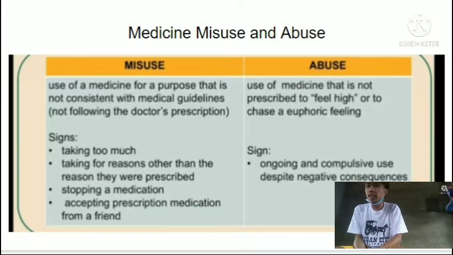And this is the medicine abuse: use of medicine that is not prescribed to feel high or to chase a euphoric feeling. Sign of medicine abuse: ongoing and compulsive use despite negative consequences.